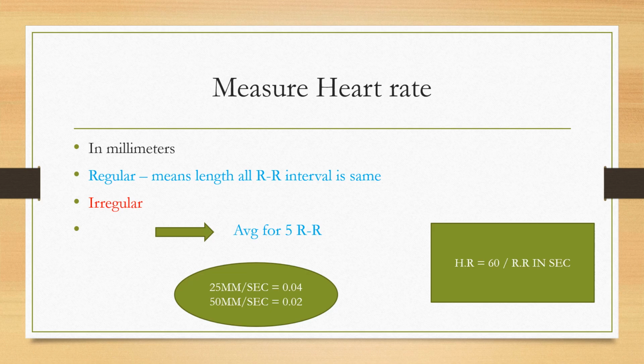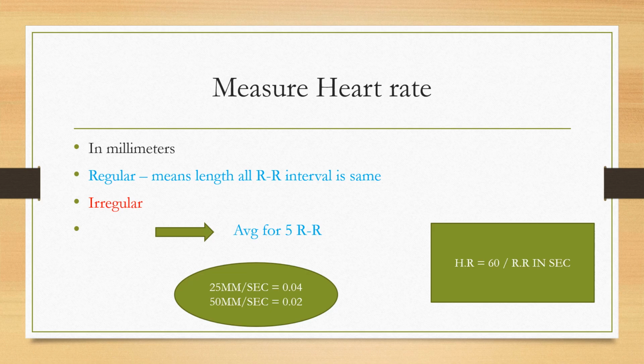To find the heart rate, we have the simple formula: 60 divided by the RR interval in seconds. As I already told you, we measure distance in millimeters. So the RR interval that you will measure will be in millimeters, but the formula requires it in seconds. So how will you convert this? Now I will give you a basic idea regarding this scheme.